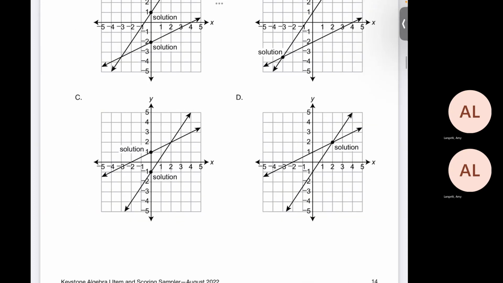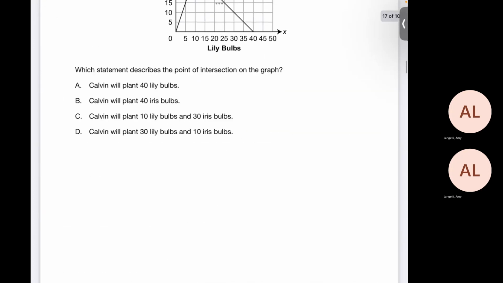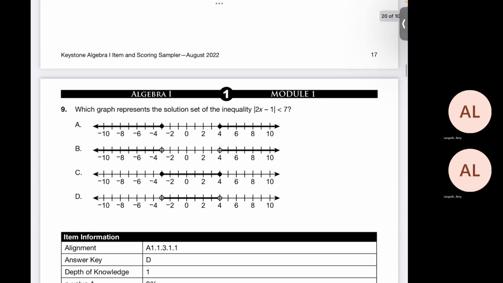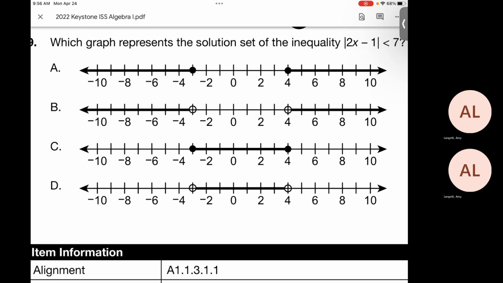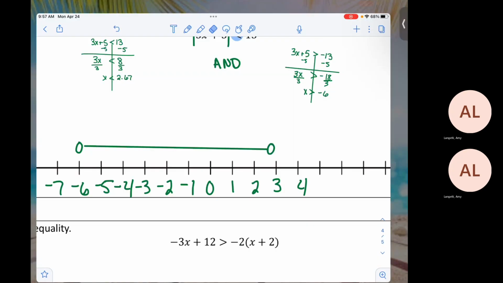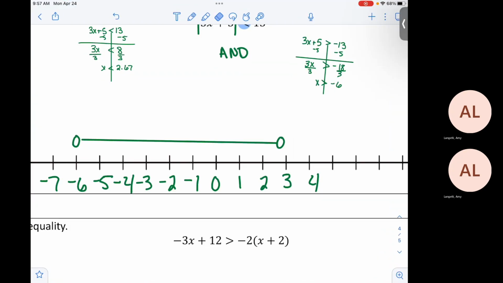These are just item samplers. They're not actually the tests. There, right there. Do you guys see this? This is what it will look like. You'll just have to pick the right one. I think it's good for you guys to see this is what it's going to look like. And that will be that, except it will be on the number line.